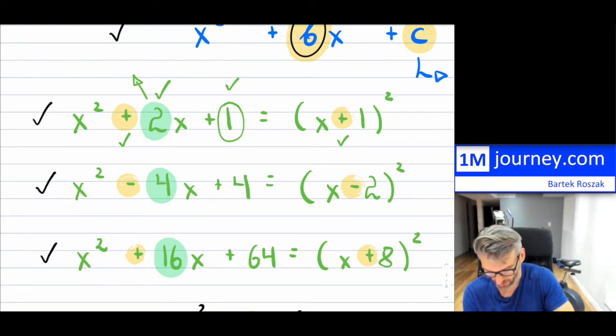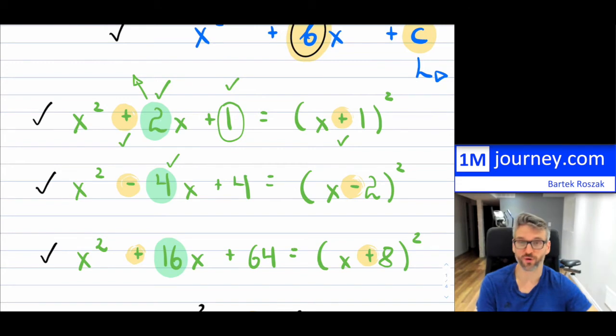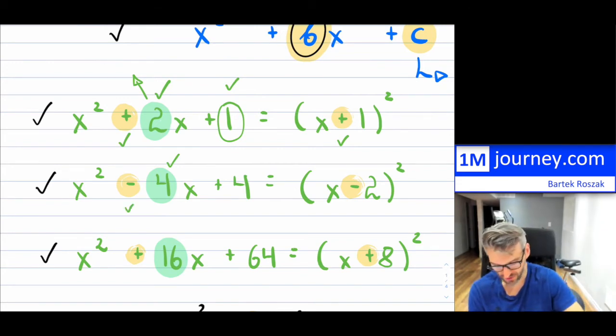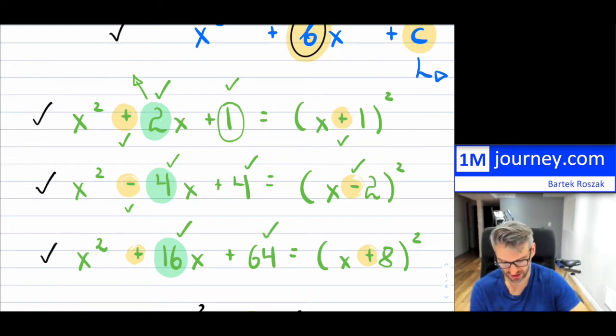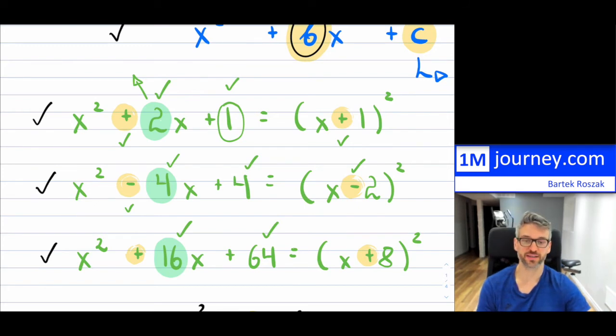Now for the second one, this is 4, right? It is negative, so notice that you have a negative there. But if you take this 4 and divide it by 2, you're going to get 2. And then if you square that 2, you're going to get 4, which is your c, and that would create your perfect square. Same thing happens here. Notice you have 16. If you take 16 and divide it by 2, you're going to get 8. And then 8 squared is going to give you 64, which is your c.